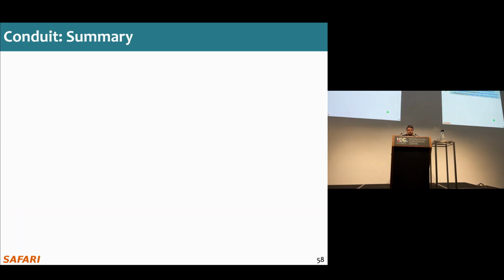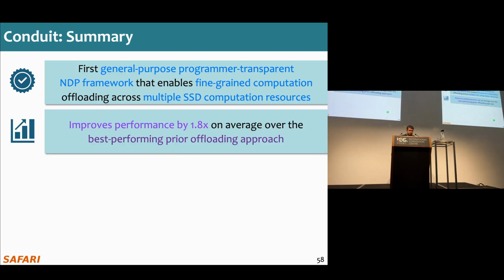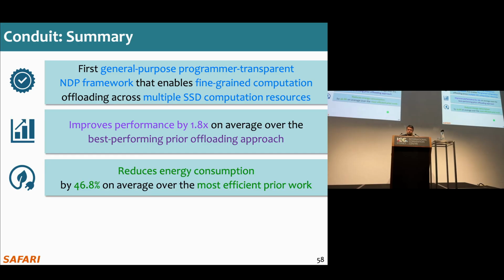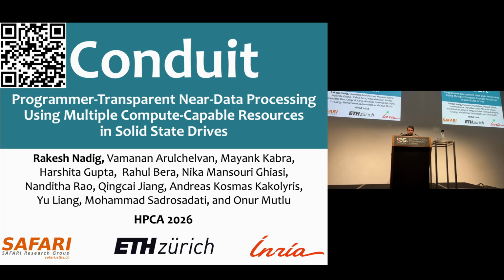So in summary, Conduit is the first general purpose, programmer-transparent NDP framework that enables fine-grained computation offloading across multiple SSD computation resources. We see significant performance and energy benefits over prior offloading models, and all these benefits come with low latency and storage overheads. That concludes my talk. Thank you for your patience, and I'll be happy to take questions.